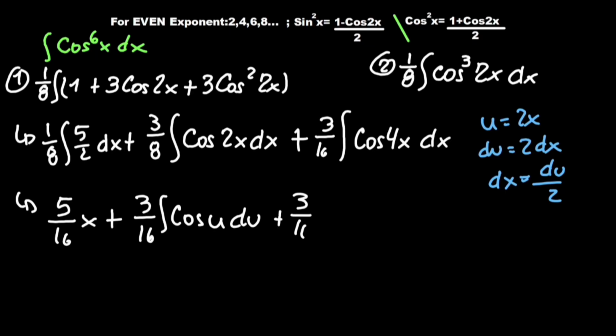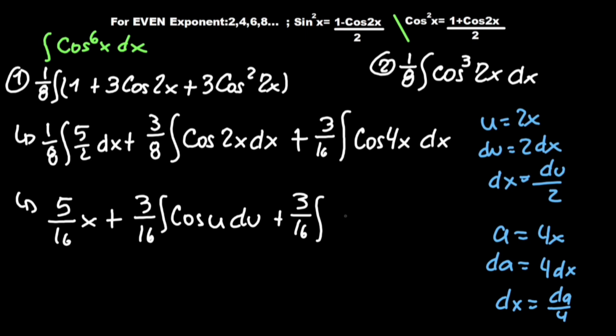Plus 3/16 integral of, focus on this one, let a here be 4x. da would be 4 dx. dx right here would be equal to da/4. So this would be cosine of a. dx would be da/4. Multiply that by 16, we would have 64.